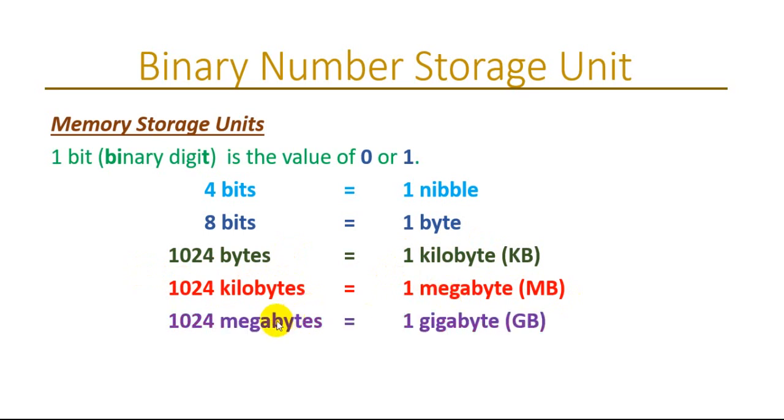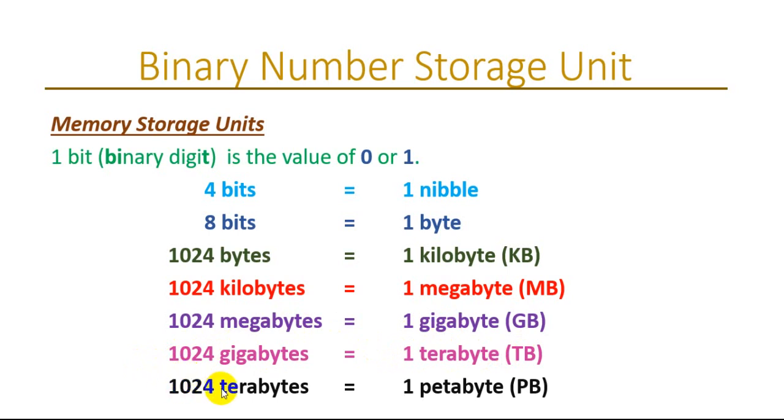Okay. And further, 1024 megabytes will be 1 gigabyte, however you want to pronounce it. Then 1024 gigabytes is called 1 terabyte, TB. We are now very familiar with hard disk capacities of 1 TB, 2 TB, 4 TB and so on. Then the next one, 1024 terabytes is considered 1 petabyte, PB. There are some more, but I thought I would not go through those. If you want, you can Google it or find out online.